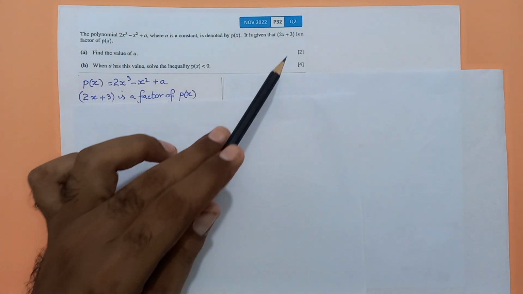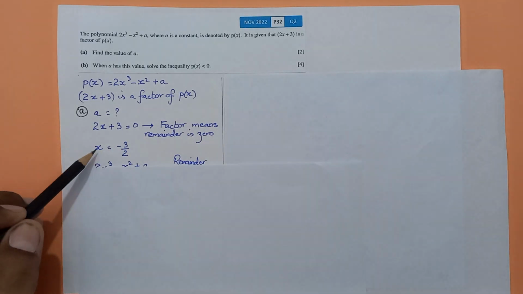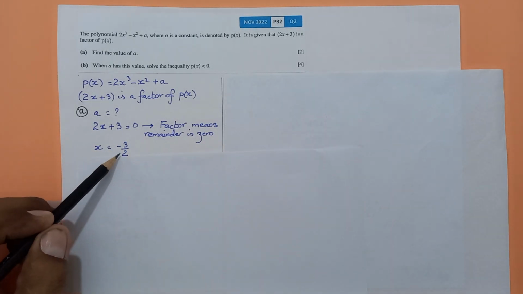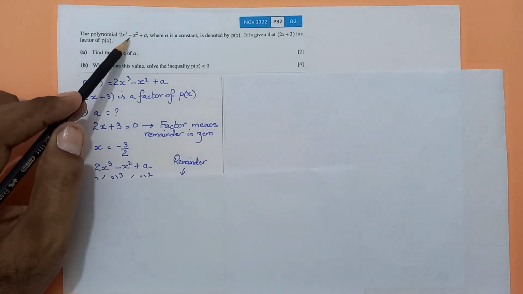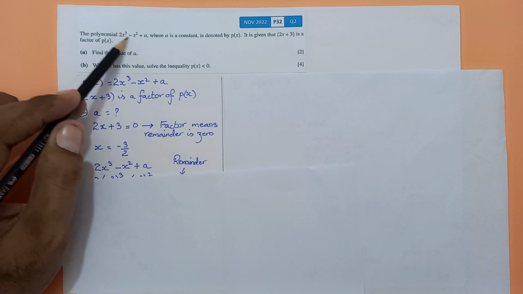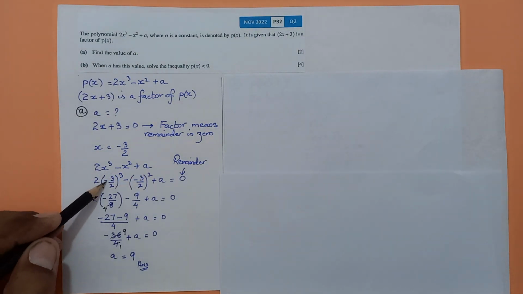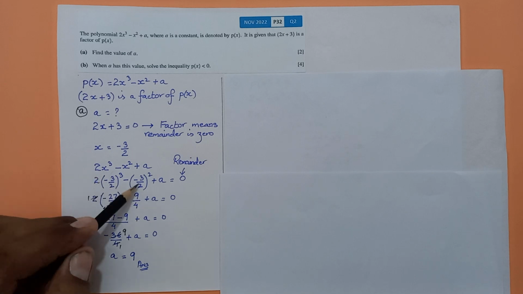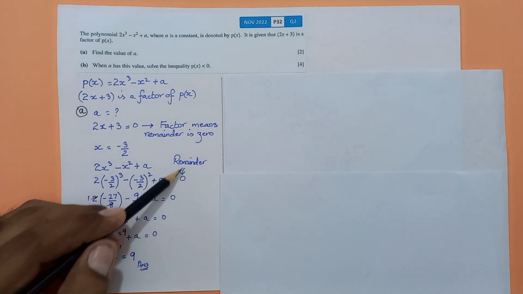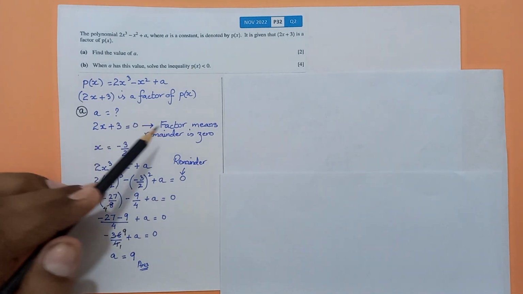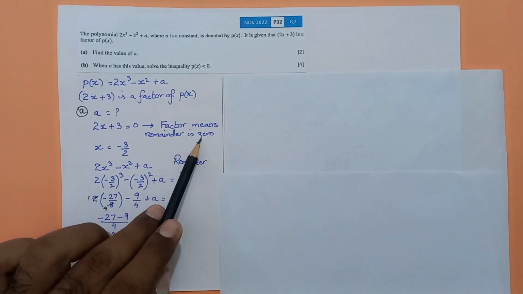Very easy. 2x plus 3 is a factor. So that means 2x plus 3 equals 0, and from here x equals minus 3 upon 2. Place this value of x equals minus 3 upon 2 in the given polynomial, which is 2x cube minus x square plus a, and instead of x write minus 3 upon 2 and make it equal to 0. Why make it equal to 0? Because the remainder is 0. The reason is very simple: because it is a factor, and we know when it is a factor, the remainder is 0.